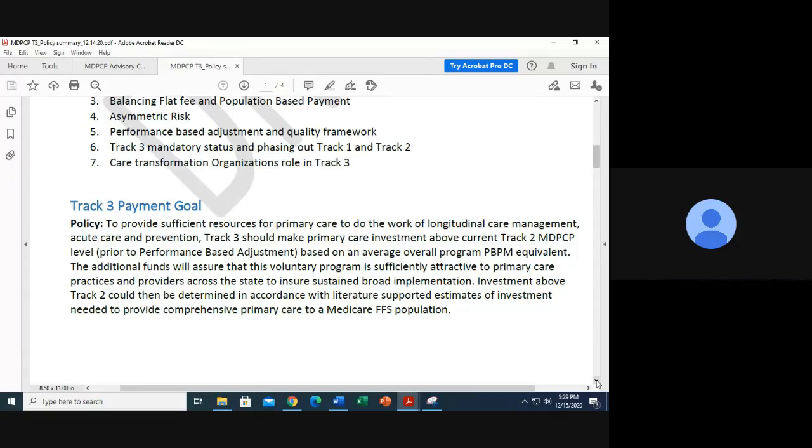Go ahead, please. One of my questions about the track 3 payment goal: you mentioned wanting to make investment above current track 2. At what level, and have any actuarial estimates of the entire impact been done? Given the amount of discussion and concern that's been raised on the cost of track 1 and track 2 without accountability, I'm concerned about us advancing a track 3 payment that's even higher without a more stringent accountability matrix. What can you share about that?